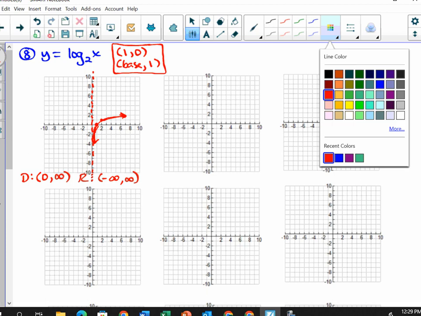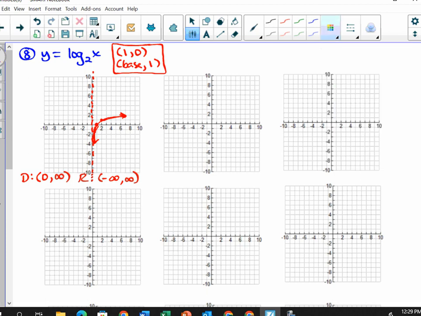Okay, let's try one where something is actually happening. Let's do y equals log base 4 of x plus 2 and minus 3.